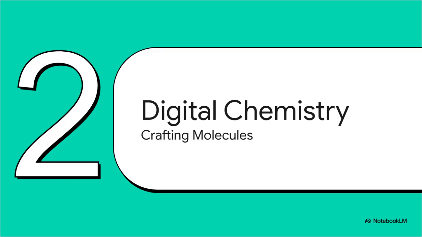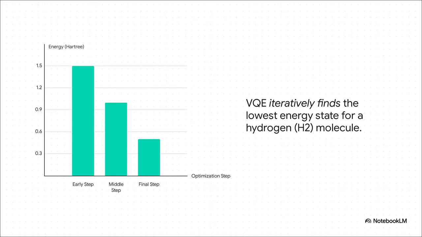Okay, so we've got the tools. Now let's explore the first major frontier where all this is being applied: digital chemistry. This is all about crafting and truly understanding molecules from the inside out, right inside a quantum computer. And right here, you can actually see the VQE algorithm doing its thing, simulating a simple hydrogen molecule. Take a look at the bar chart. As the optimization steps go on, the calculated energy drops and drops and drops. It's the perfect picture of that hybrid process we talked about. The algorithm is literally learning and getting closer and closer to the right answer with every single loop. It's proof that the method really works.